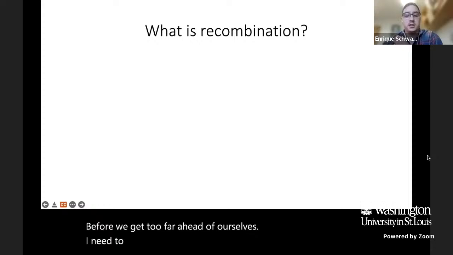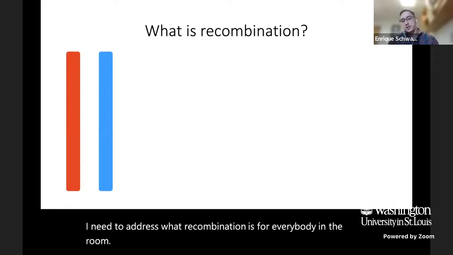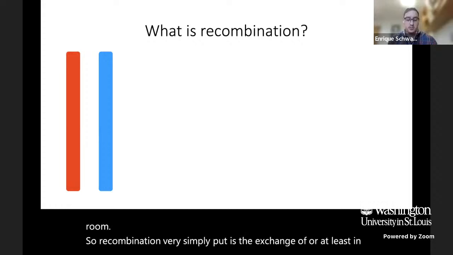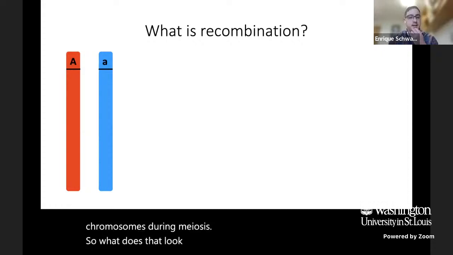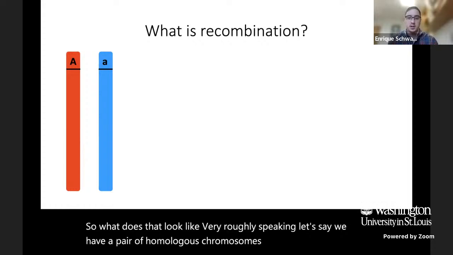Recombination, very simply put, in the context that I'm going to be speaking about it today, is the exchange of genetic information between homologous chromosomes during meiosis. So what does that look like? Very roughly speaking, let's say we have a pair of homologous chromosomes with different alleles at the A locus and different alleles at the B locus.